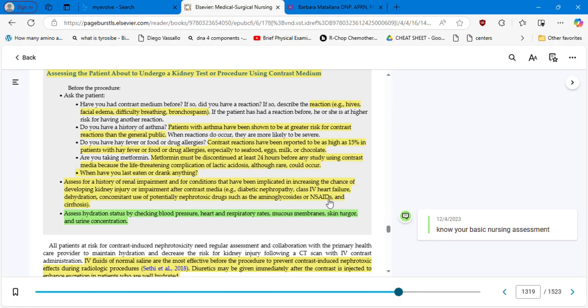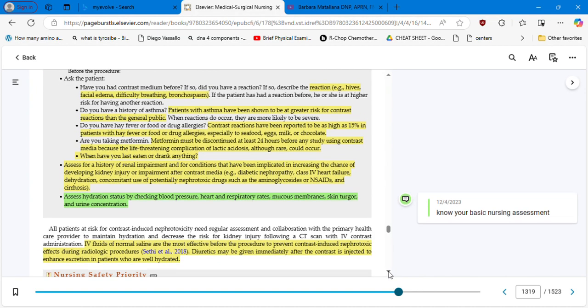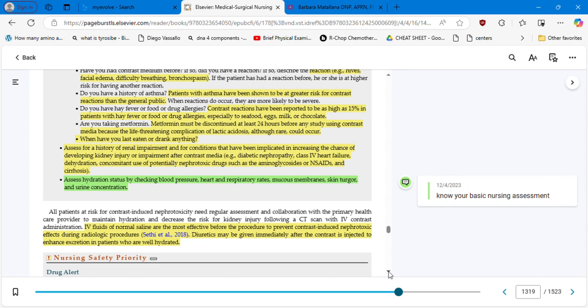Take notes if the patient has diabetic nephropathy, class 4 heart failure, which is a very advanced stage of heart failure, dehydration, if the patient is taking nephrotoxic drugs such as aminoglycosides or NSAIDs, and cirrhosis, right? So if the patient is taking NSAIDs like twice a year, that is not a risk, but if the patient is having chronic long-term use, that is a risk.